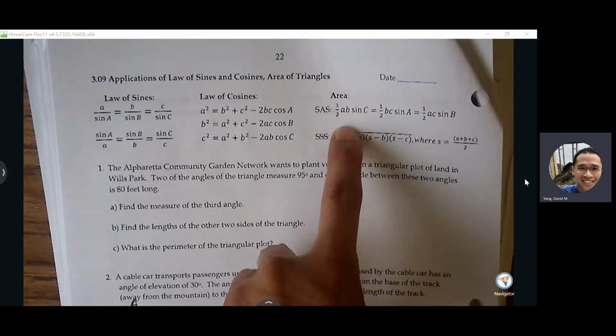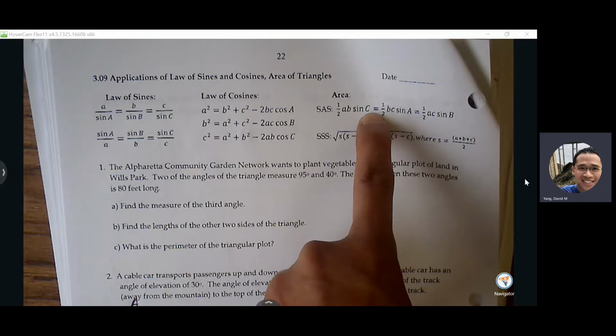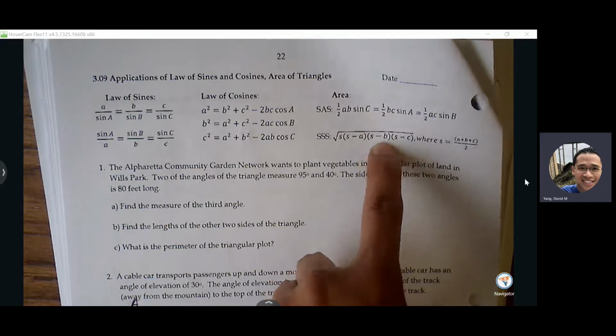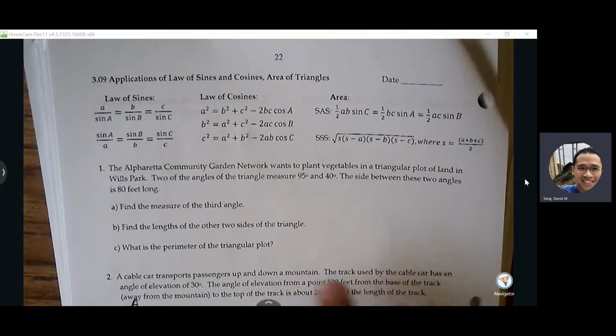for side angle side or side side side. If it's not side angle side, we got to get it into side angle side using law of sines so that we can apply the area rule, and then also word problems. Okay, so that's what we can expect on the test tomorrow.